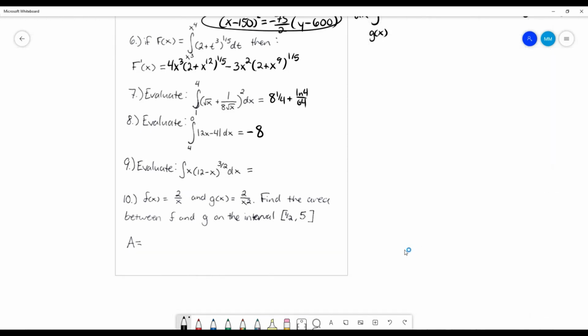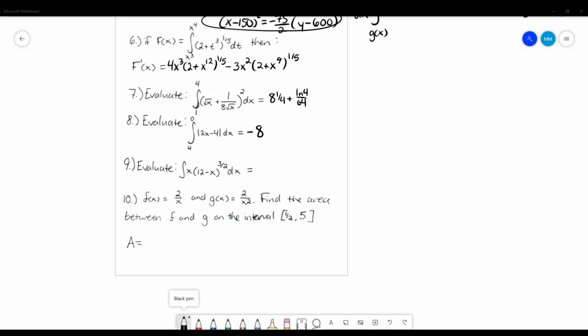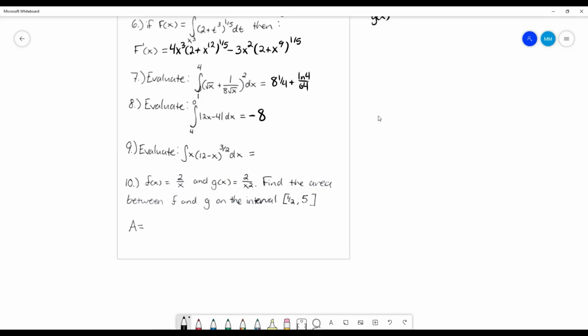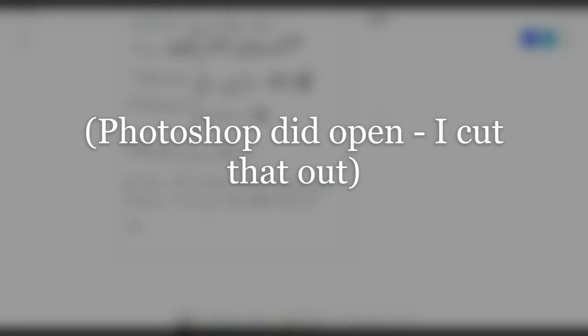Okay. Oh no, I accidentally opened Photoshop and that might pop up in a second. Okay. Sorry about that.